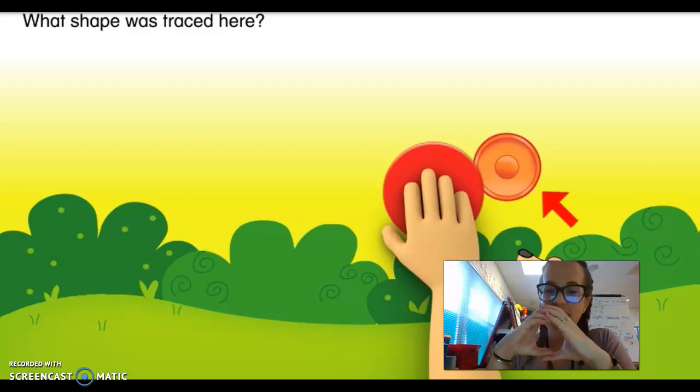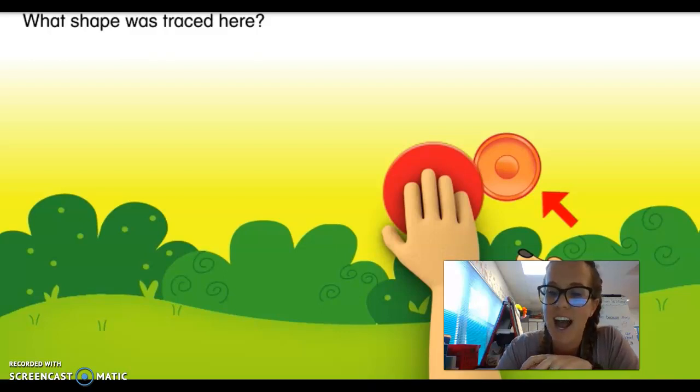Remember, a circle has 0 sides and 0 corners or vertices. So today we're going to learn all about triangles. We're going to learn how many sides and vertices it has and what it looks like. So we're going to watch this video to learn more about triangles, and we will also do an activity to sort circles and triangles. Here we go.